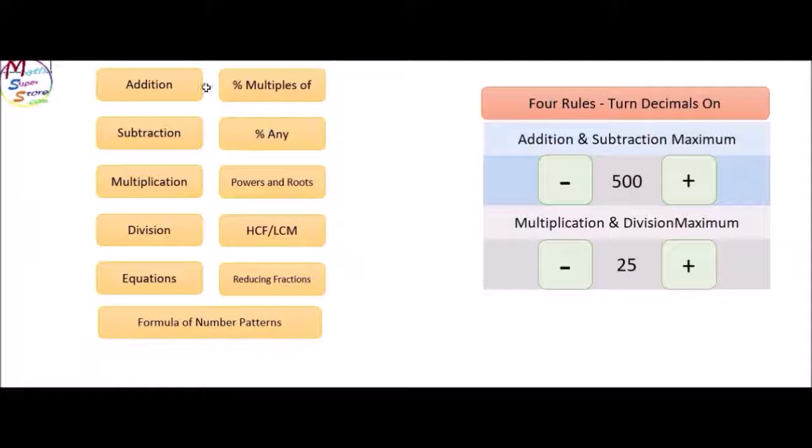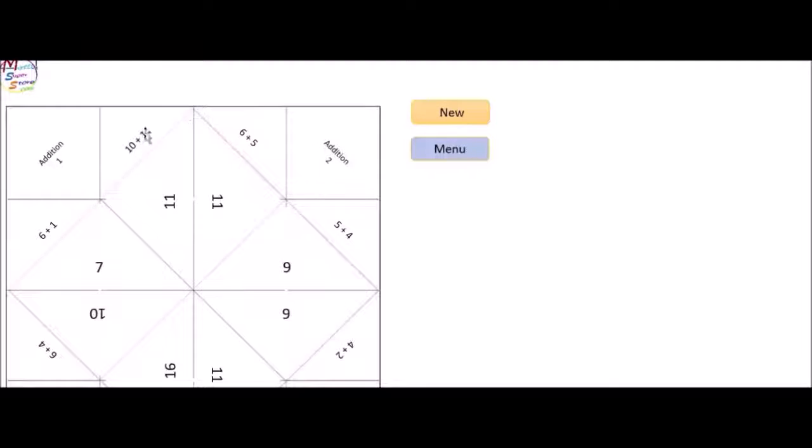Go to the menu and then, if we have a younger class coming in, we change it down to addition up to 10, and we can go and make a new game. So we've got 10 plus 1 is 11, 6 plus 5 is 11, and you use it as a paper fortune telling game. A fun way to learn and practice and have students become involved in your class.